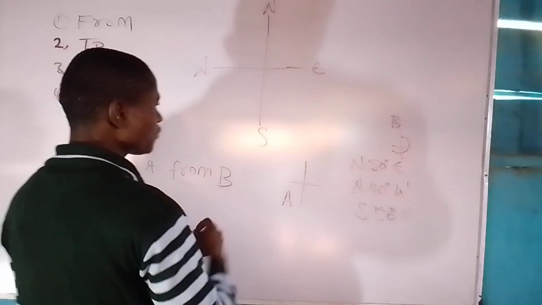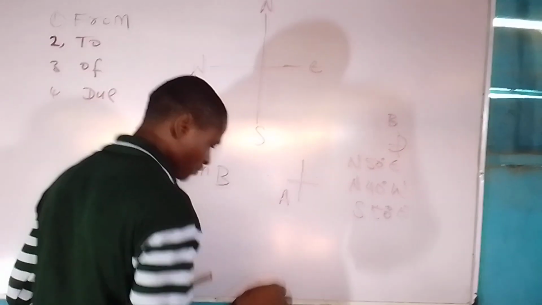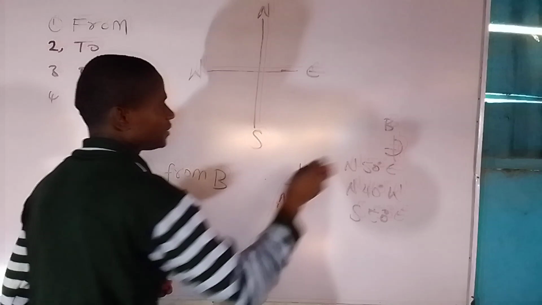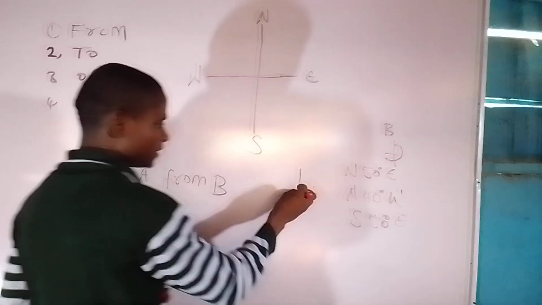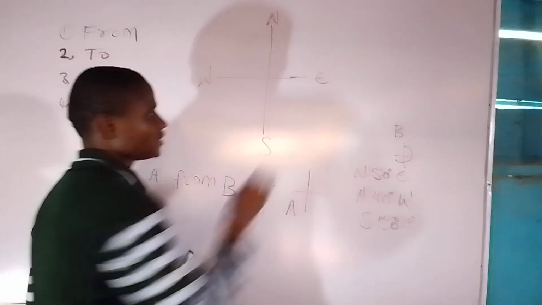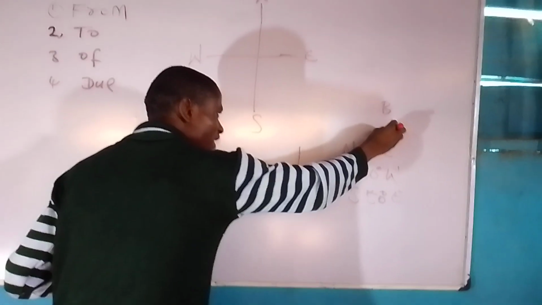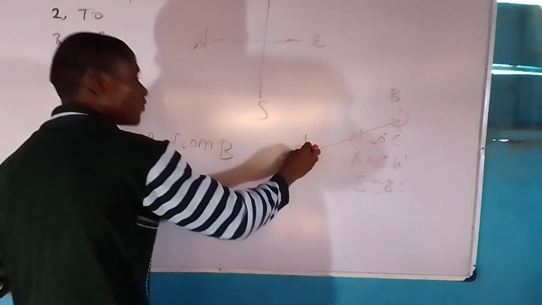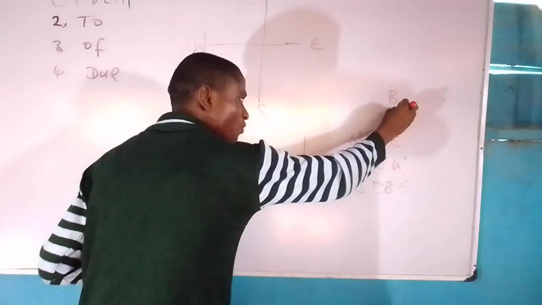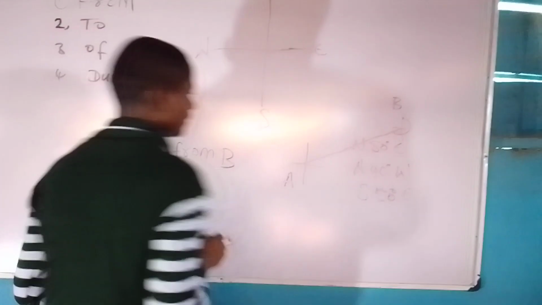Now the bearing of A from B, from here to this place, is going to be what? You will start from the north to draw your bearing of A from B, from the North Pole, because it says from B.